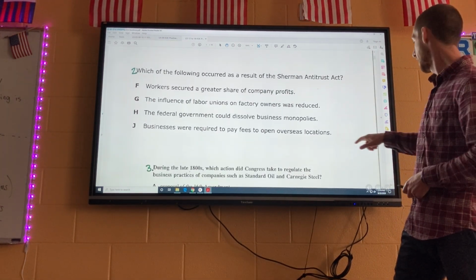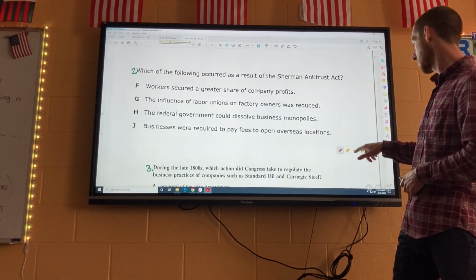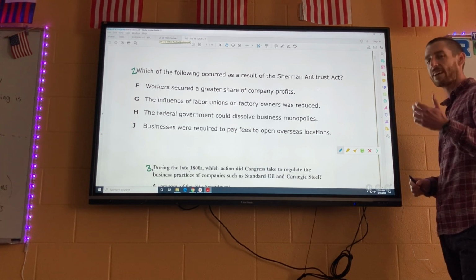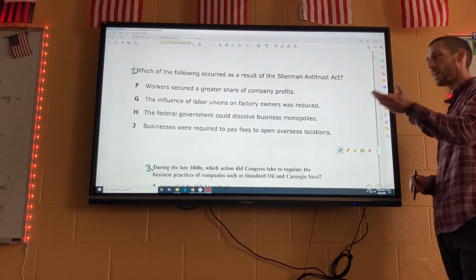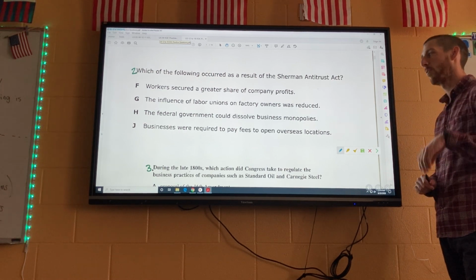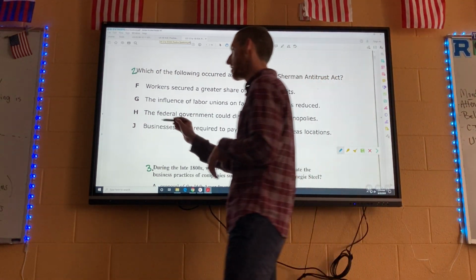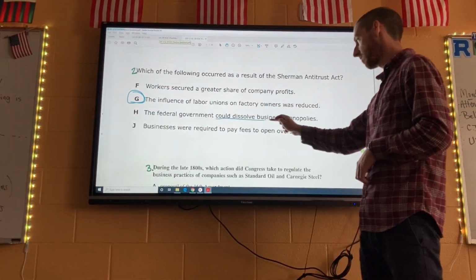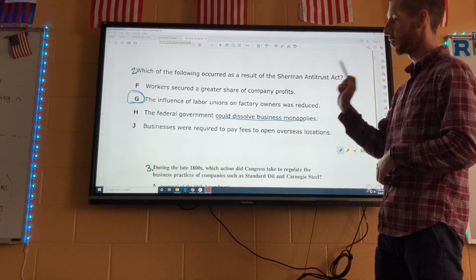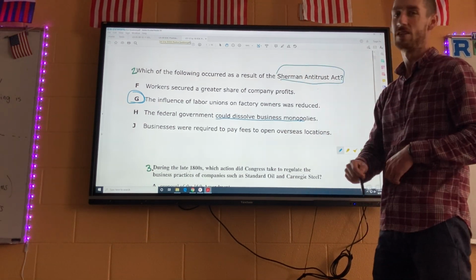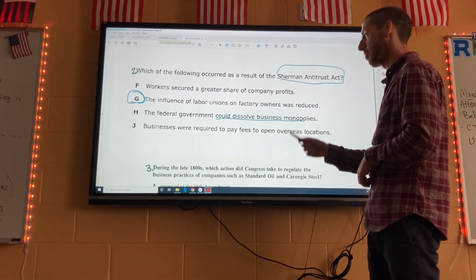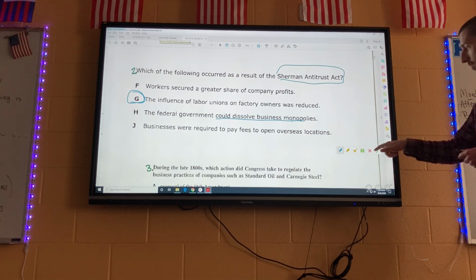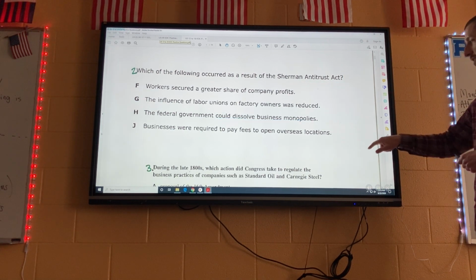Moving right along. Sherman Antitrust Act. One of the things that we need to talk about with the Sherman Antitrust Act is that it wasn't that good and it actually hurt workers' rights. So it hurt workers' rights and decreased the power of labor unions. So 2 is going to be G. Now you may look at this and you see H and you'd say, oh, that's very good. It could dissolve business monopolies. But if you remember, Sherman Antitrust Act didn't do very much to work on these monopolies. What it actually did, though, was hurt labor unions. Okay. Cool. 2 is G.